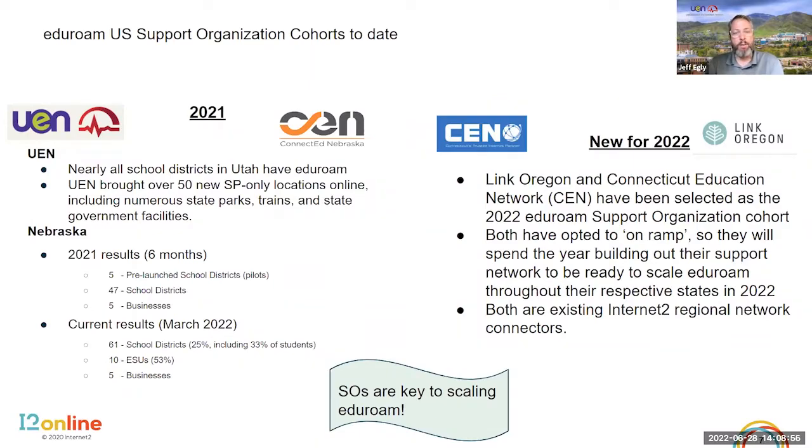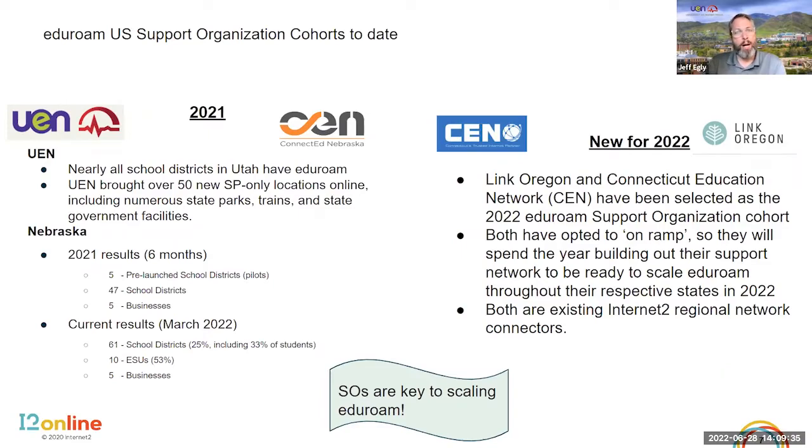And now, just recently announced, we have CEN and Link Oregon starting the new cohort this year. So this is terrific. Two organizations that are really well situated to push forward with eduroam, in CEN's case with Connecticut, really very well established throughout the state. I believe we'll gain a lot and learn a lot from them, and we have a lot to offer them as they grow their program. And then Link Oregon has been tracking this whole effort on the support organizations for some time.